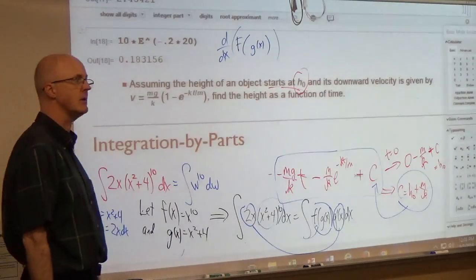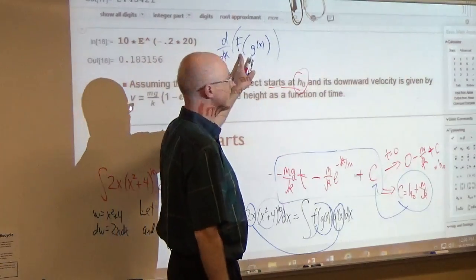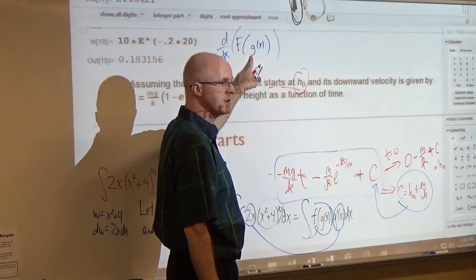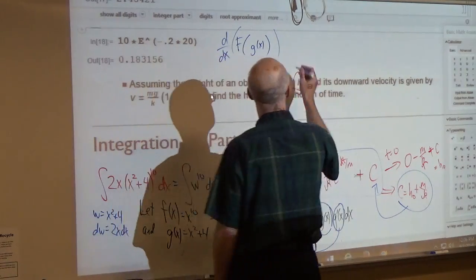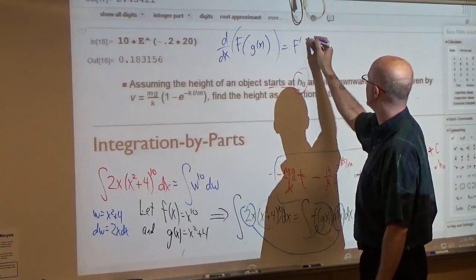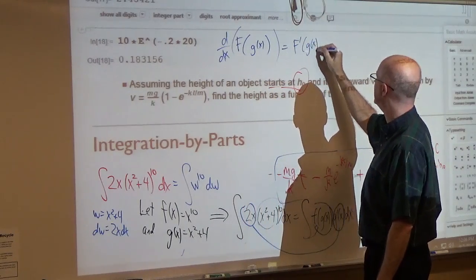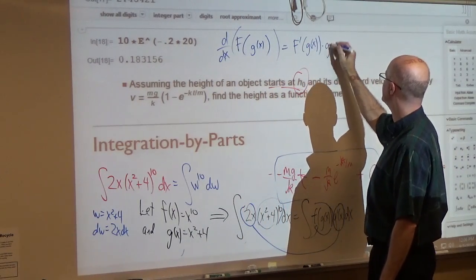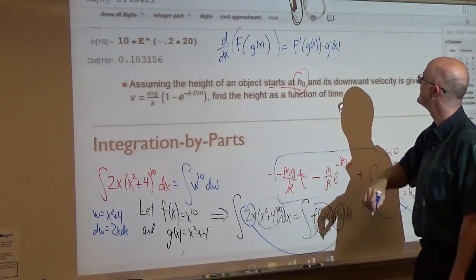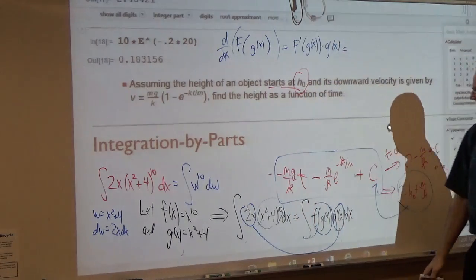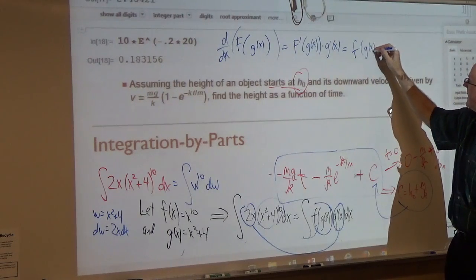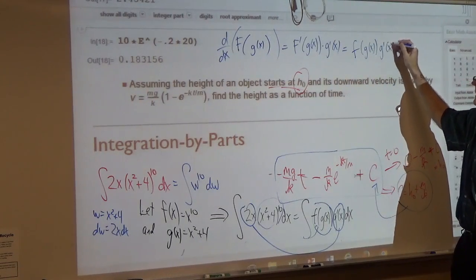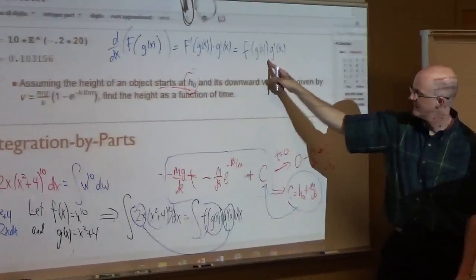Think about the chain rule. You've got an outside function and an inside function. Capital F is the outside, little g is the inside. The chain rule says take the derivative of the outside, plug in the inside, and multiply times the derivative of the inside. But if capital F is an antiderivative of little f, I can also write that like this. So I get a match.